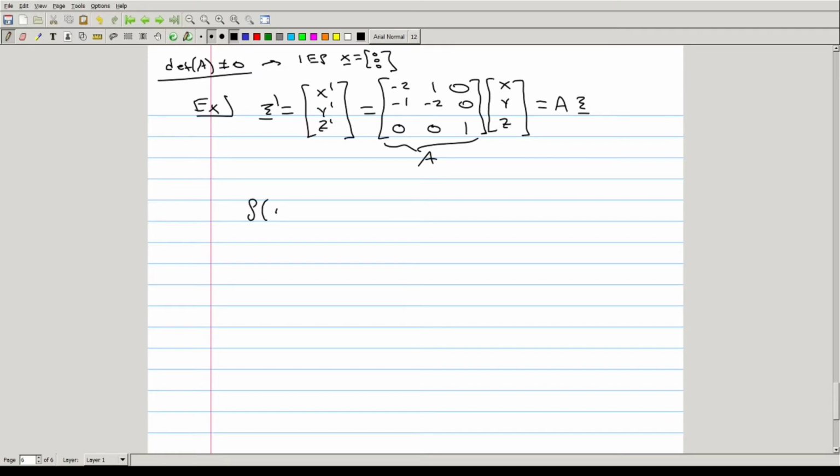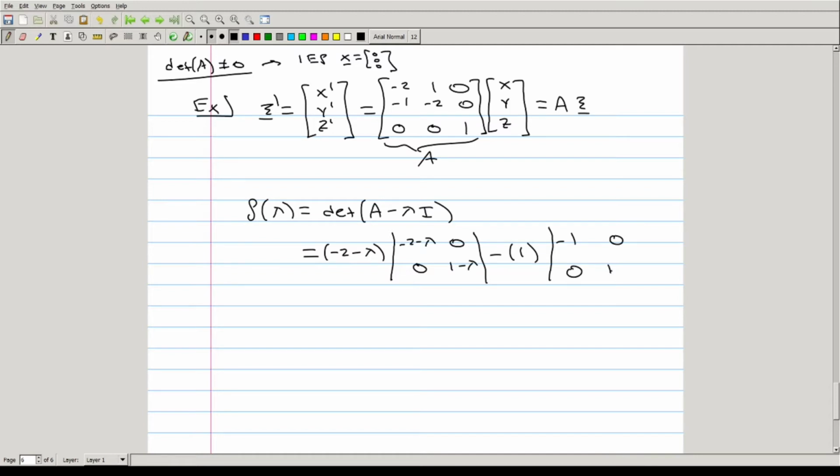And the characteristic polynomial will be the determinant of A minus lambda I, which is going to be negative 2 minus lambda times the determinant of negative 2 minus lambda, 0, 0, 1 minus lambda, minus 1 times the determinant of the matrix negative 1, 0, 0, 1 minus lambda, which after a little bit of algebra simplifies to lambda squared plus 4 lambda plus 5 times lambda minus 1.